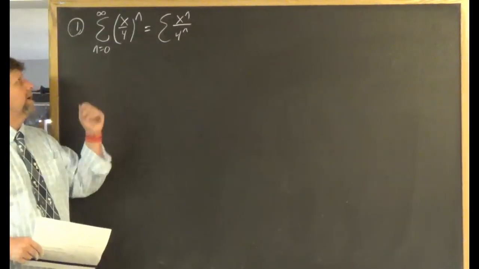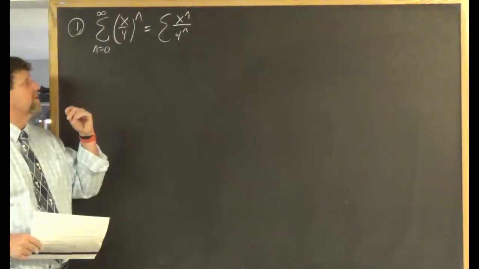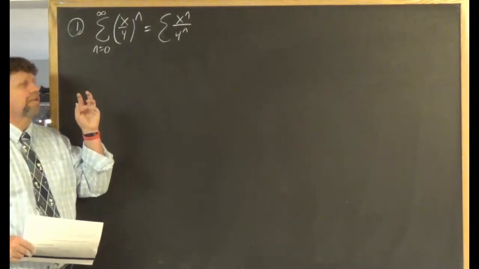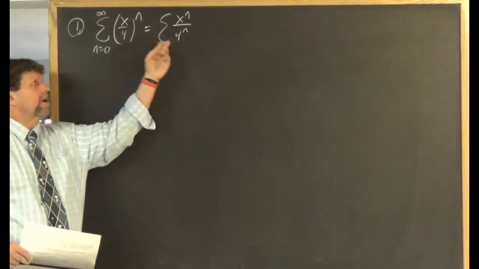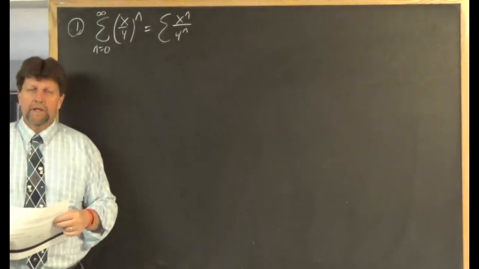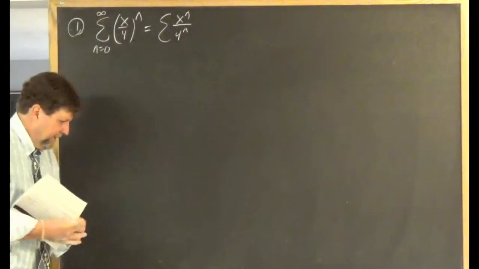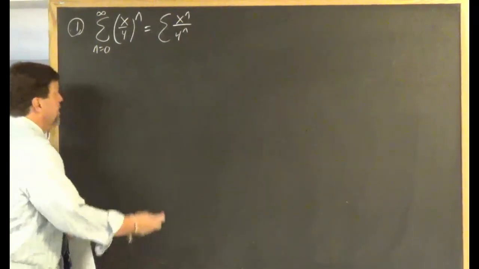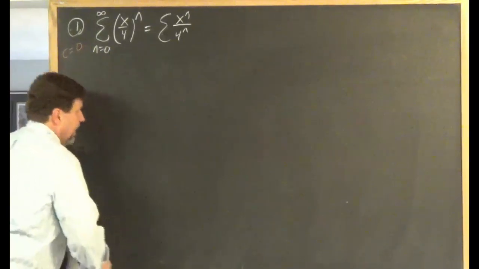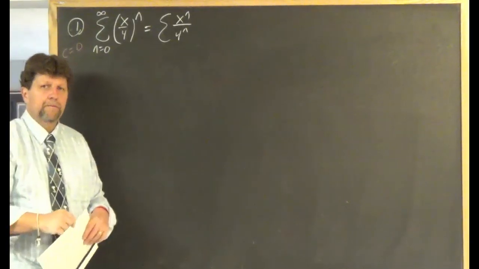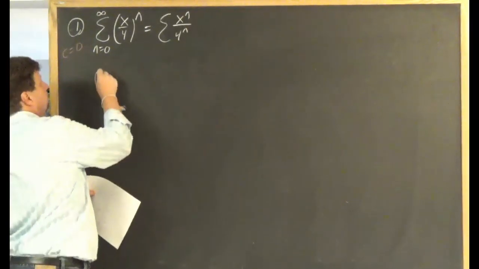Okay, number 1, you were asked to determine the interval of convergence for the series x over 4 to the n power. And I went ahead and took the liberty to rewrite that as x to the n over 4 to the n. And I would also make note, before I get started any further, it's centered at 0. So here we go.